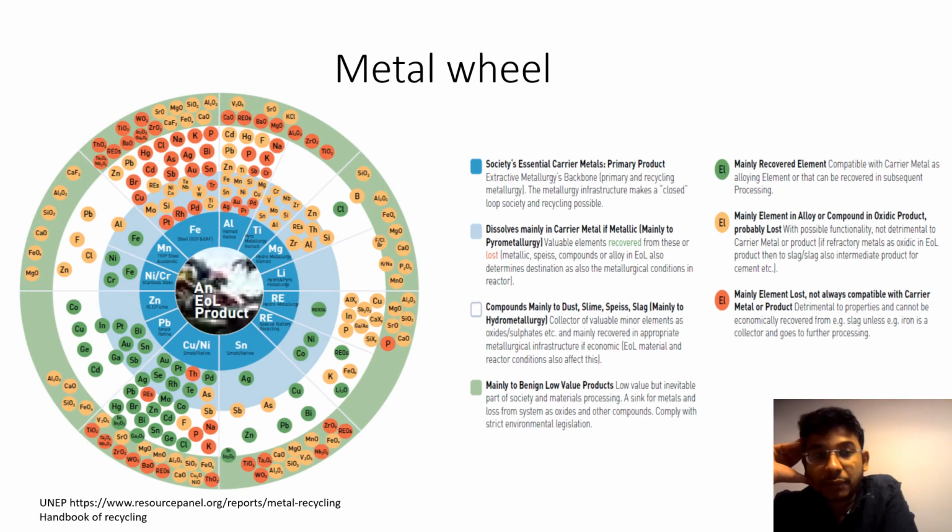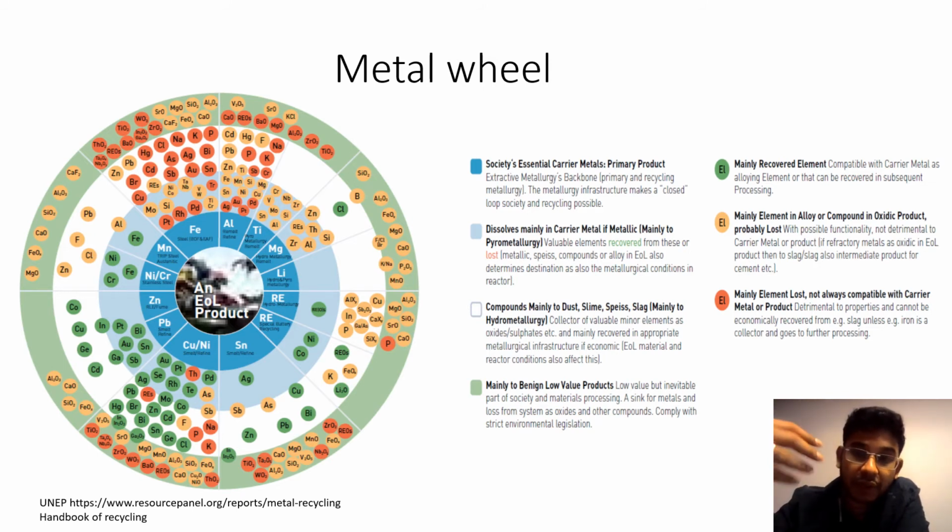Let's get into the concept of the metal wheel. It's a very interesting concept, for, let's say, a complex reason. I'll get back to the complex reason and pose a question to you so that you can think about it. Essentially, this is relevant to recycling, but I can also pose the same thing to primary production.